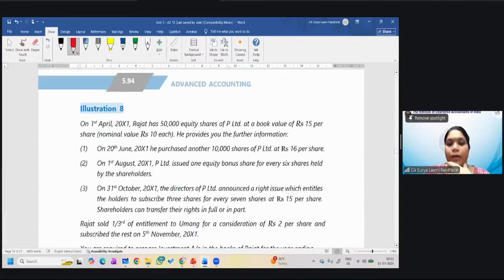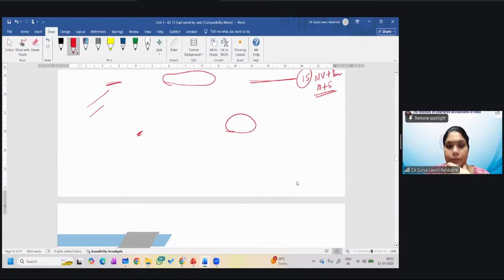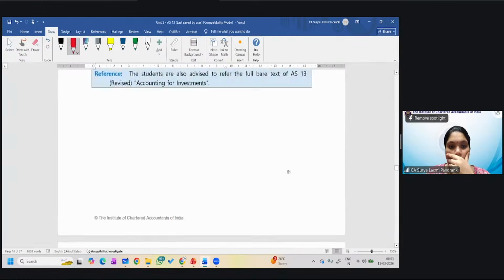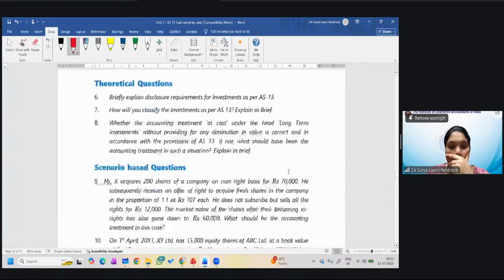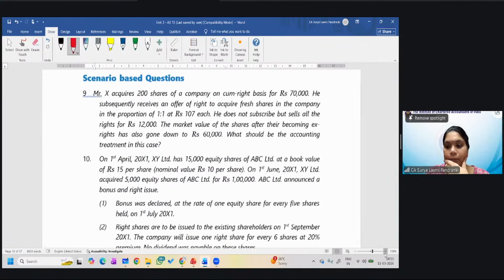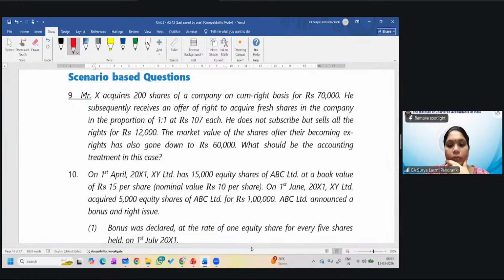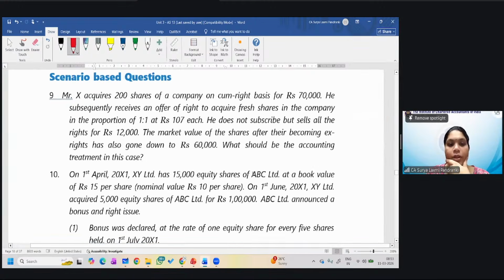So the eighth one you can try. It is very simple. Now look at this ninth one. Ninth question here.